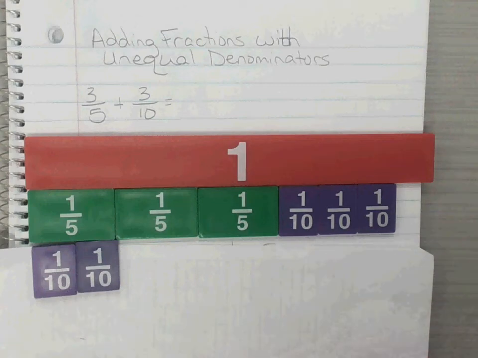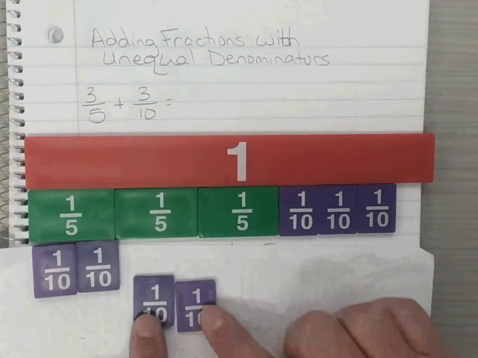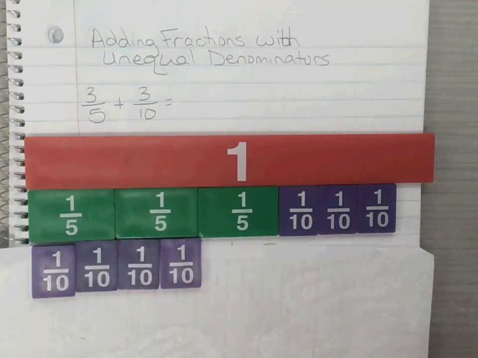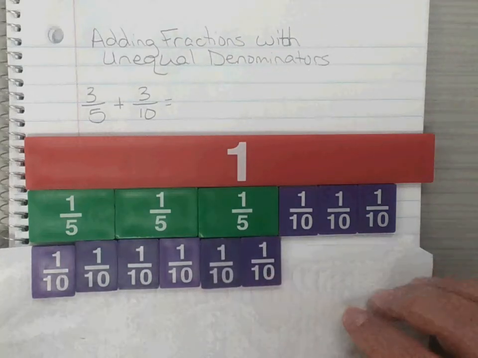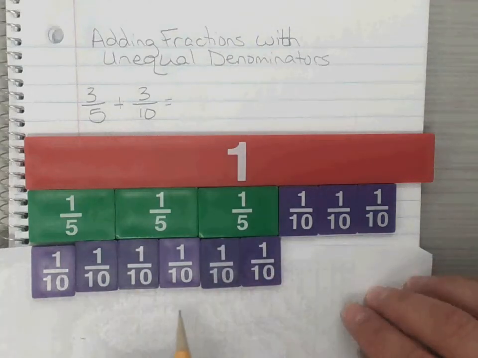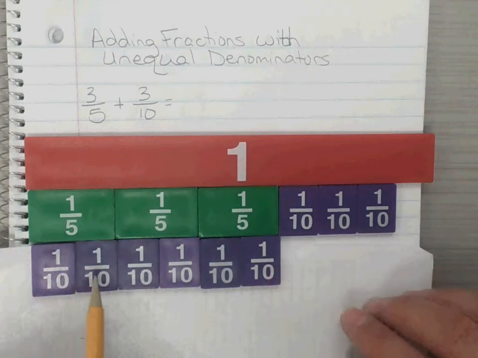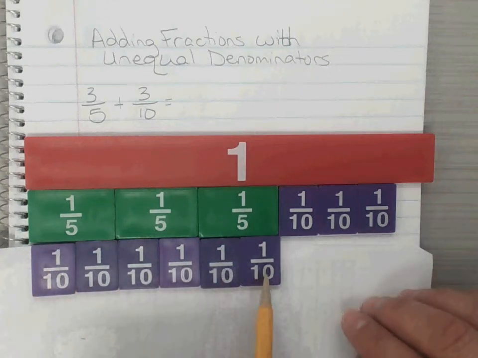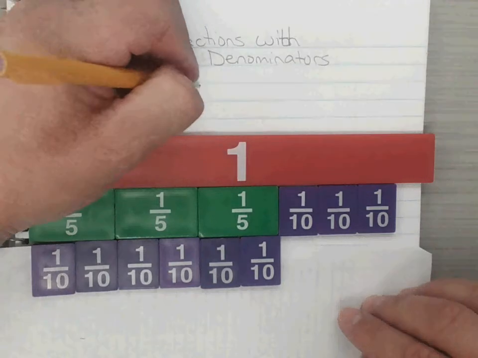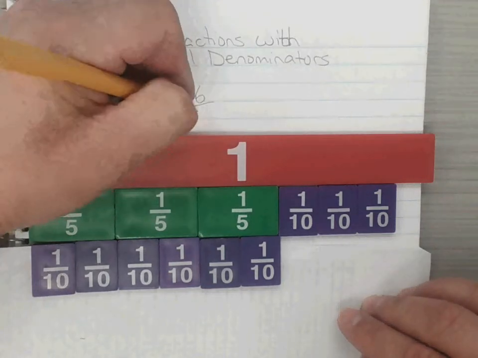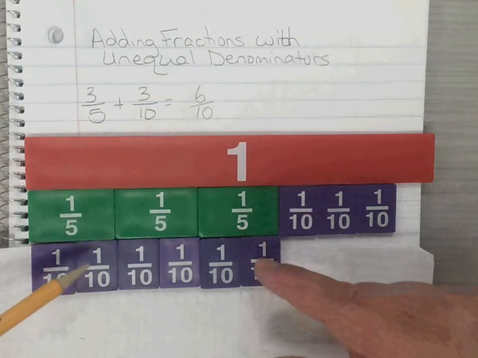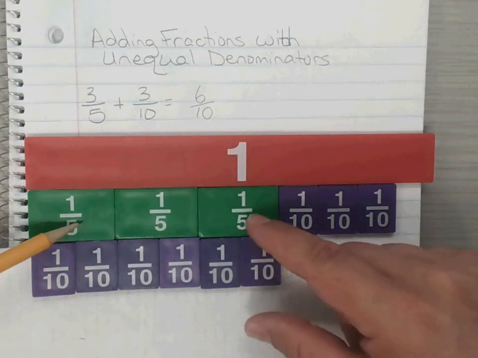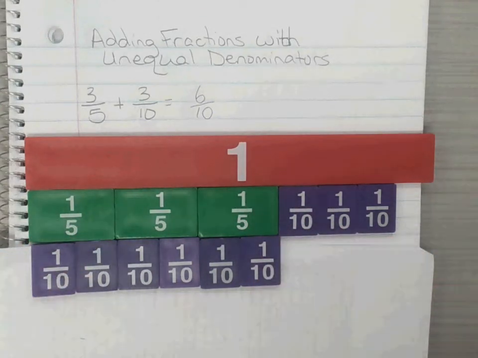Look there, 2/10 equals 1/5. That fits. 2 more tenths equals 1/5. And 2 more tenths equals 1/5. So how many tenths do I have? 1, 2, 3, 4, 5, 6. So I can say my 3/5 is equal to 6/10. This is an equivalent fraction. 3/5 is the same as 6/10.